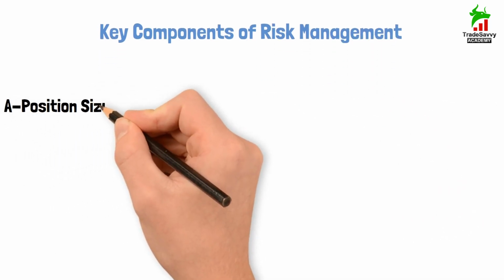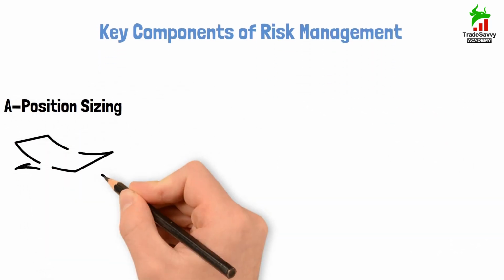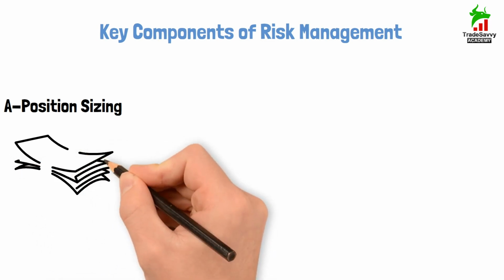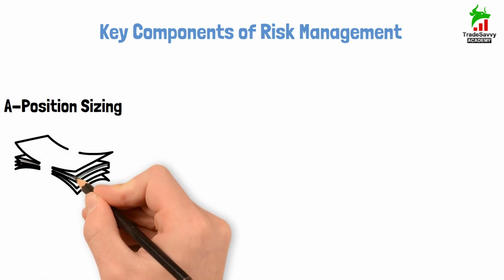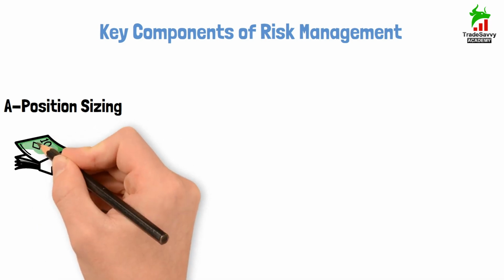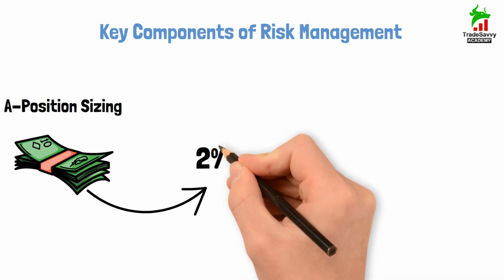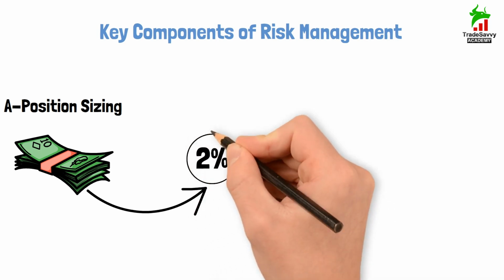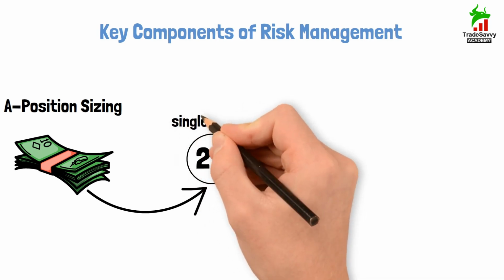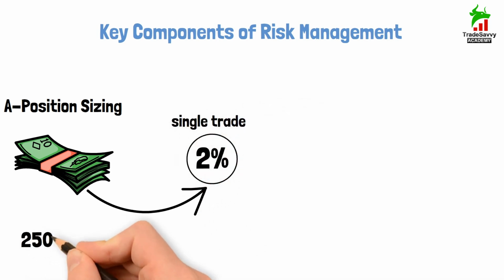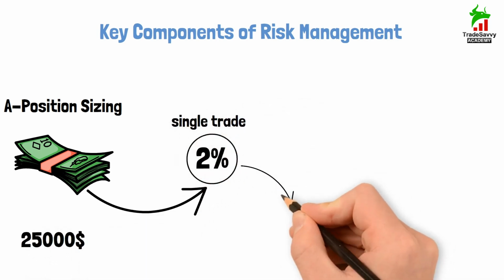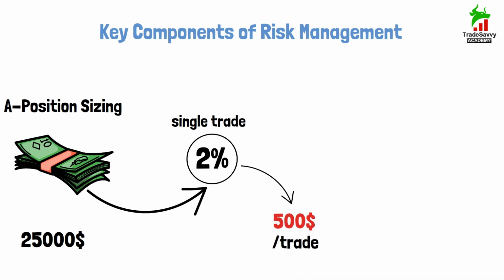A. Position sizing. This involves determining how much capital to allocate to each trade based on the total account size and the specific risk associated with that trade. A common approach is the 2% rule, which suggests risking no more than 2% of your total account on any single trade. For a $25,000 account, this means risking up to $500 per trade.